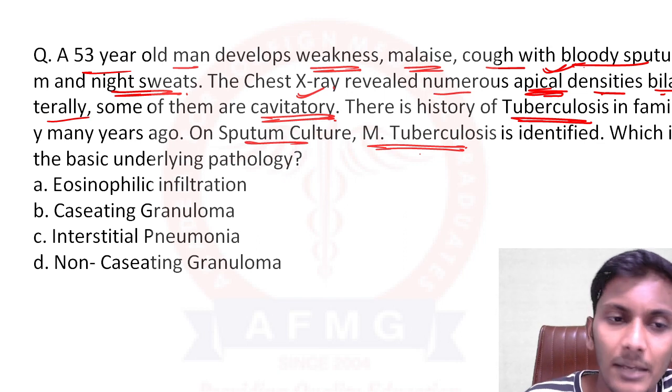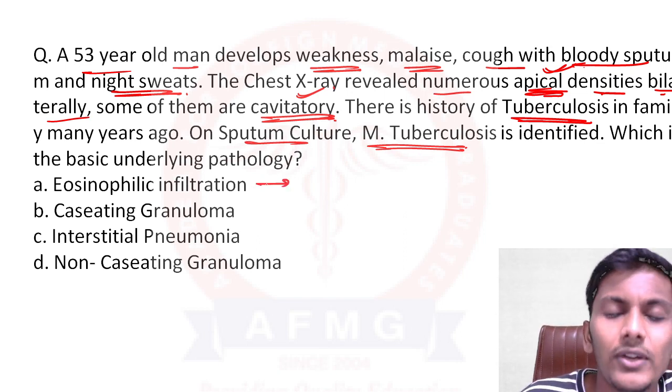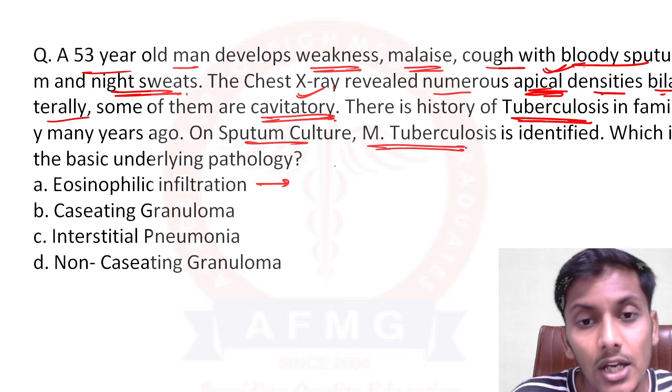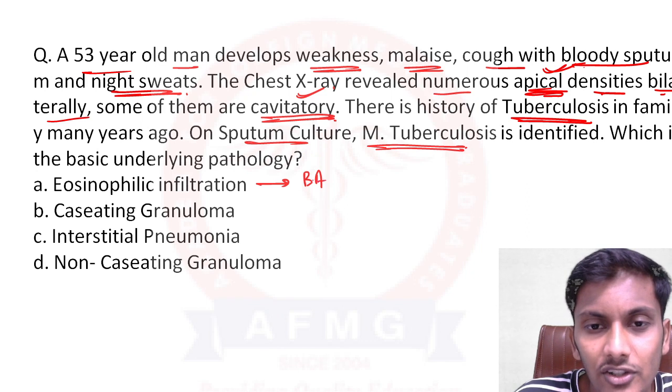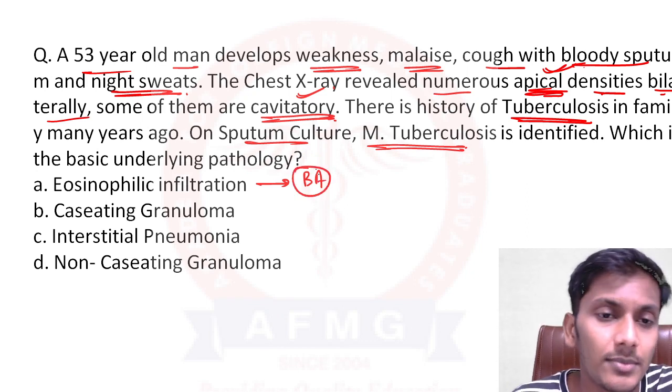Which is the basic underlying pathology? Option A, eosinophilic infiltration. As we all know, eosinophils were seen in the first question itself. That was some allergic etiology. So please remember, eosinophilic infiltration is usually seen in cases of bronchial asthma like conditions, or allergic conditions.